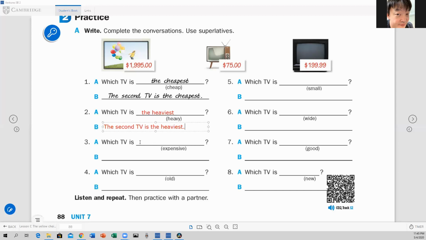Okay? Let's go to conversation number three. Which TV is? The adjective is expensive. How do you do that? Look, you add the. When you have superlative, always add the definite article the. And here in this case, because it's a long word, you have to add the most plus the adjective. Which TV is the most expensive? The answer, very good. The most expensive TV is, oh, sorry. The first TV is the most expensive. Okay, good.